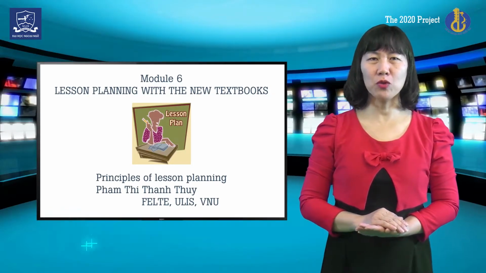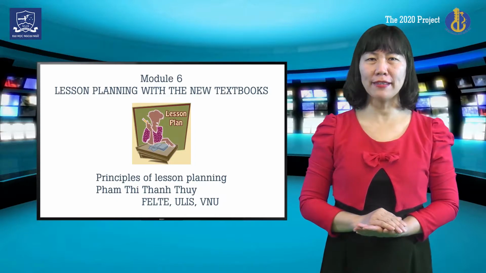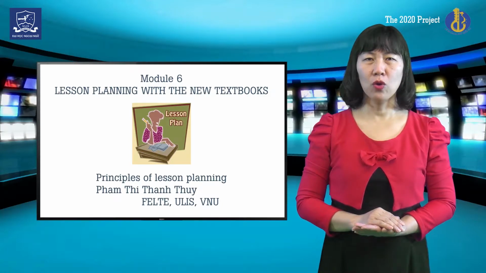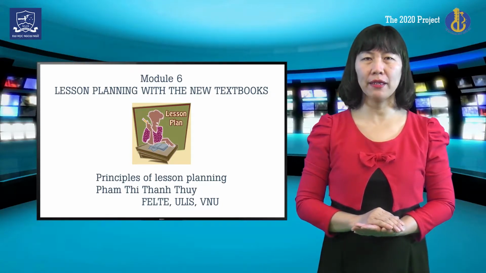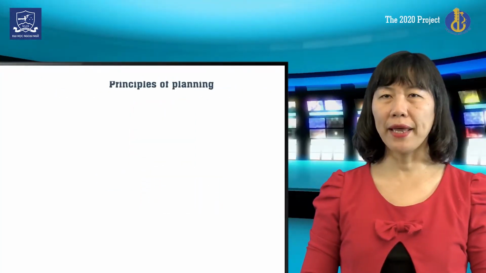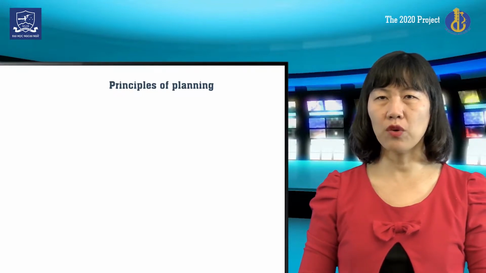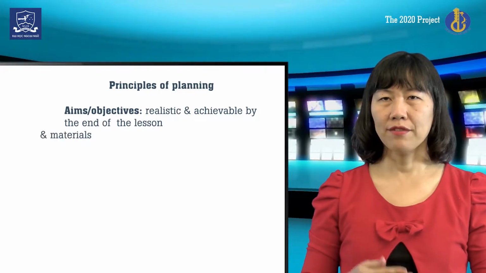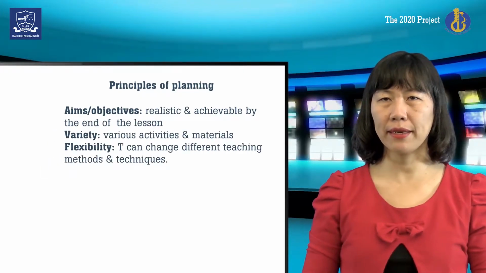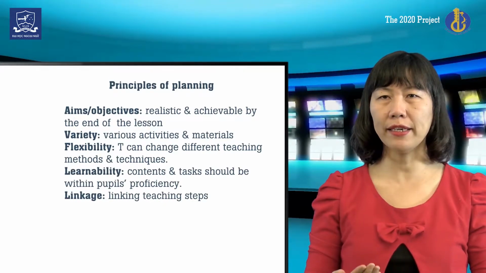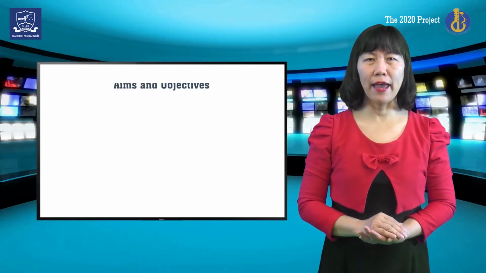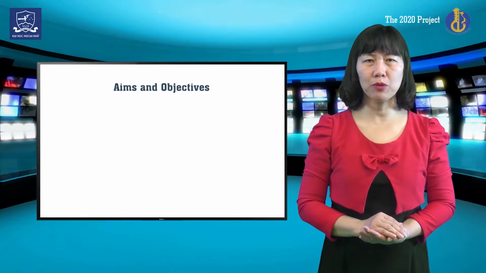In the previous videos, we looked at different views of planning a lesson and the main components of a lesson plan. In this video, we will talk about the principles of planning a lesson and sequencing activities in the lesson. When you plan a lesson, you should pay attention to the following key points: the aims and objectives of the lesson, the variety and flexibilities of a lesson plan, the learnability and linkage of the content, techniques, and activities in the lesson. Let's have a more careful look at these principles.